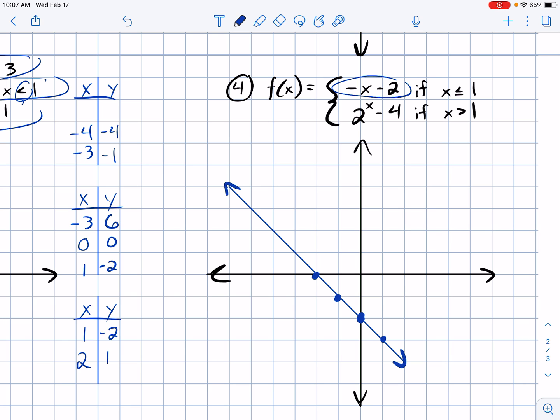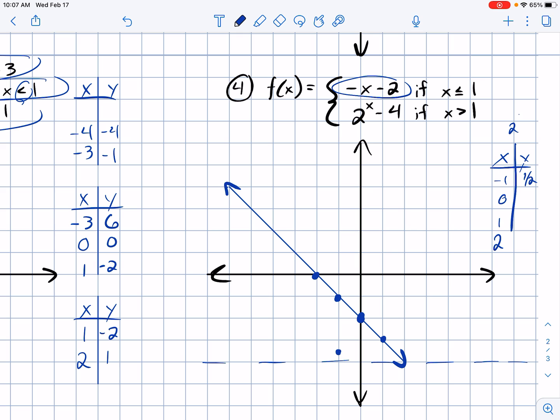Okay, and then 2 to the power of x minus 4. It's an exponential, so you probably need your table. -1, 0, 1, and 2. So -1 gets you, and again, you're down here at -4. You're really your new y-axis. It's your horizontal asymptote. So -1 gets you 1/2.